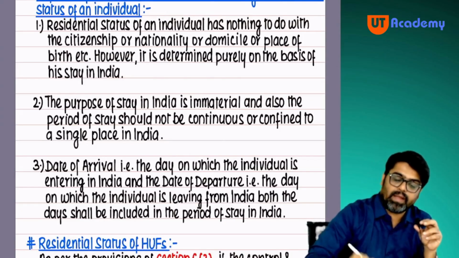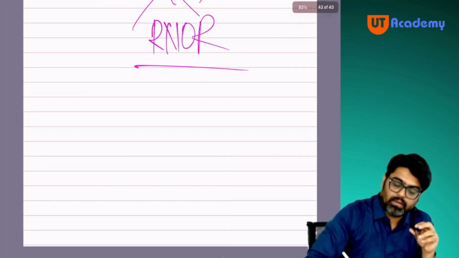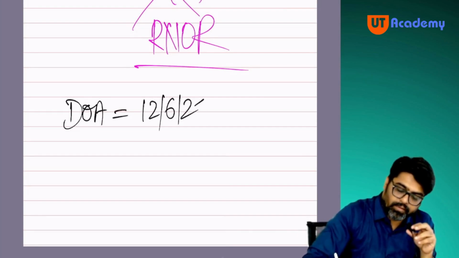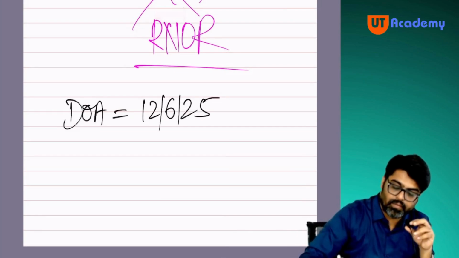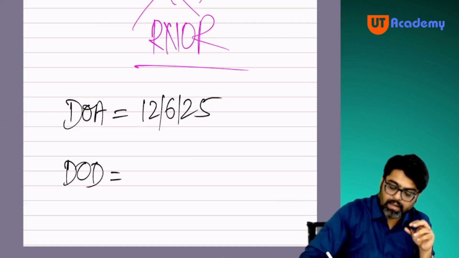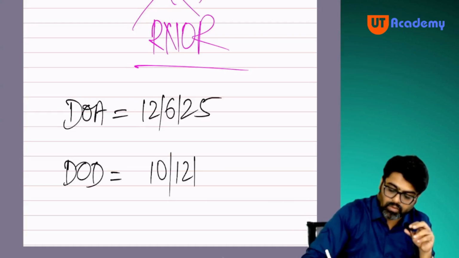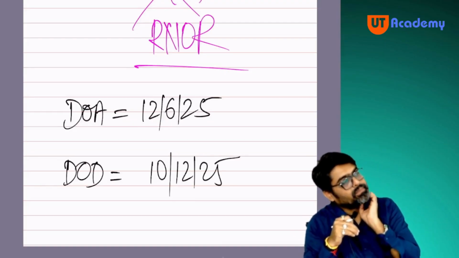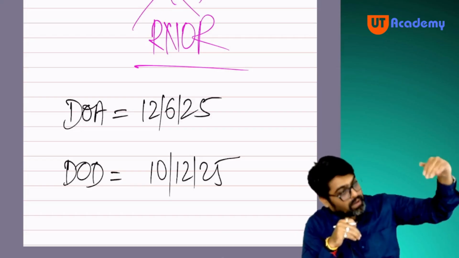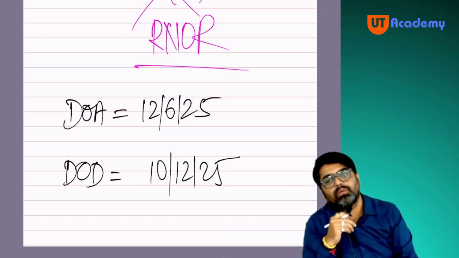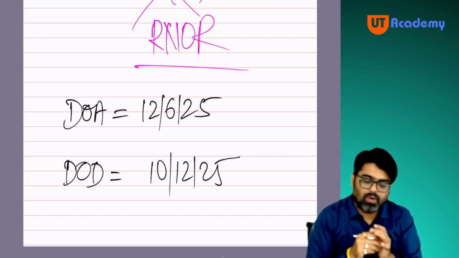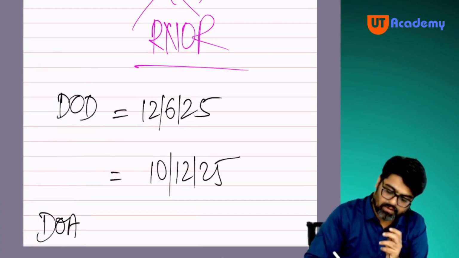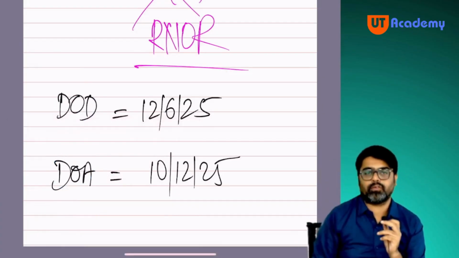Now tell me one thing. If I ask you that your date of arrival in India was 12th June 2024, sorry, 25, and the date of your departure from India is 10th of December 2025. Okay, let's do a reverse thing. First let me take this. This is date of departure, this is date of arrival. Now take your case.